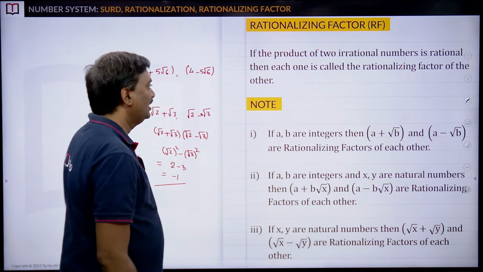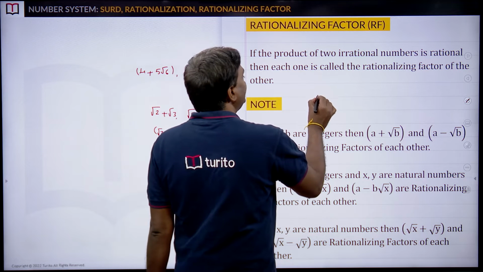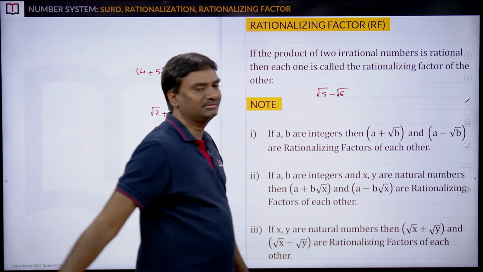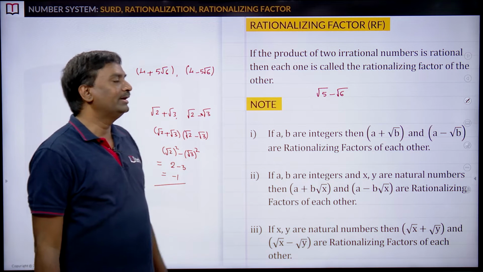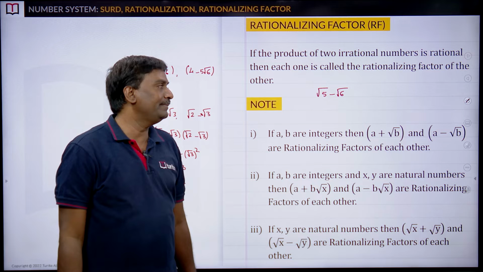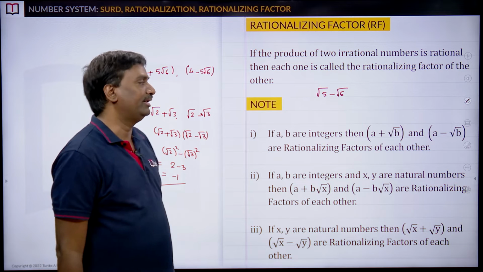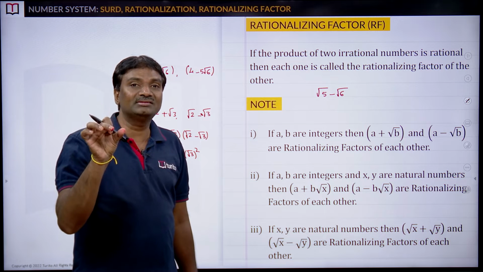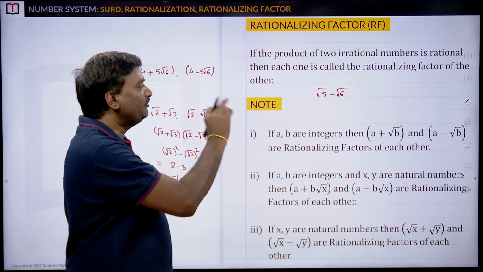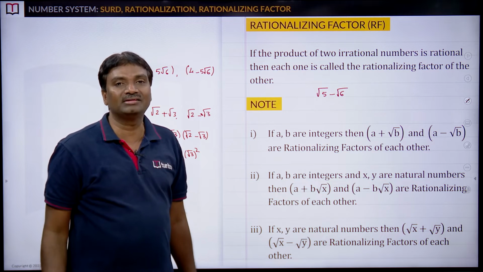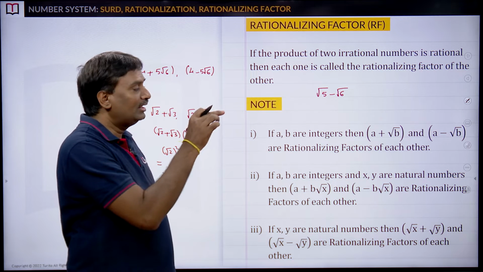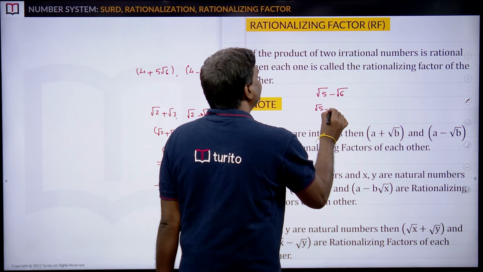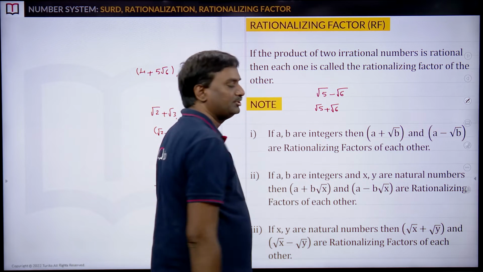So, can you say what is the rationalizing factor of root 5 minus root 6? What is your answer? Yes, very good. Root 5 plus root 6. Very simple: you just change the sign between the given two numbers. Between root 5 and root 6 we have a minus sign. To get the rationalizing factor of this number, simply say root 5 plus root 6.